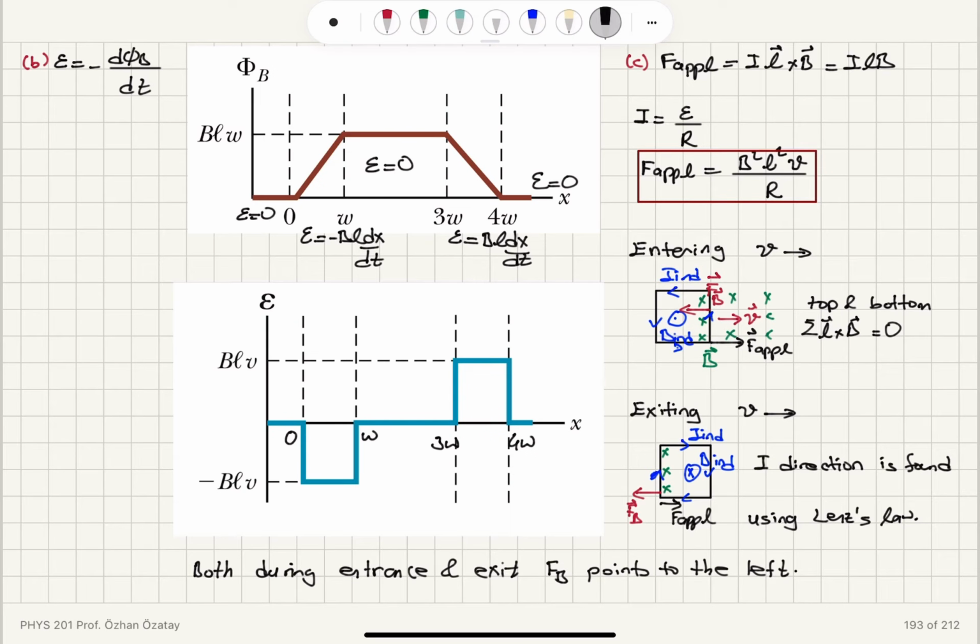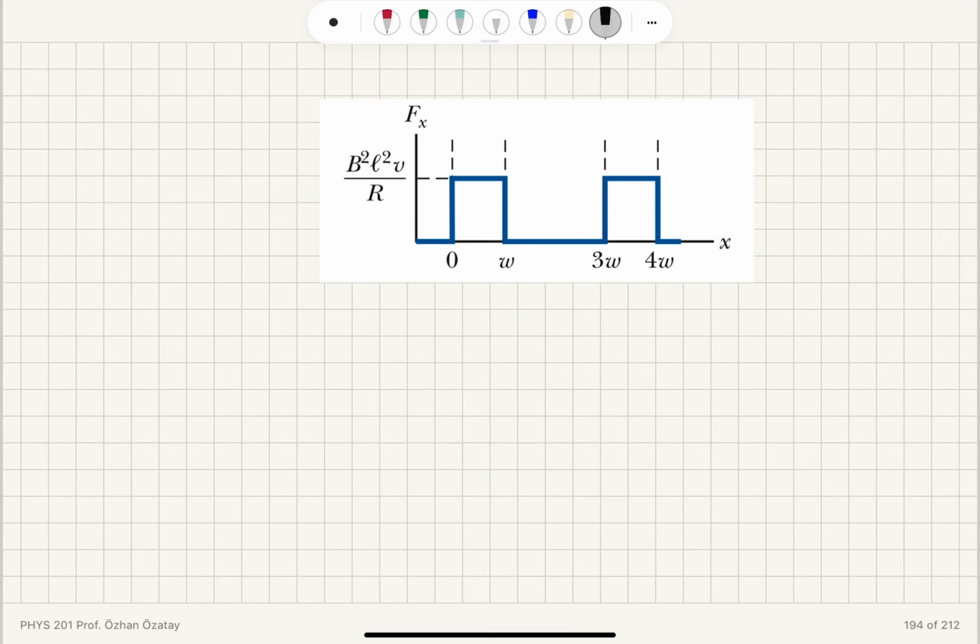Therefore, the applied force should be pointing to the right. F applied points to the right in order to keep the speed constant. Now, when x is in between W and 3W, the induced current in this loop is 0, I is equal to 0. Since epsilon is equal to 0, therefore the magnetic force is equal to 0.